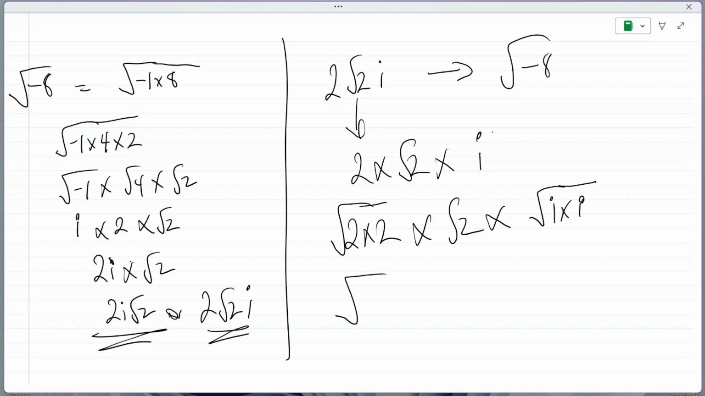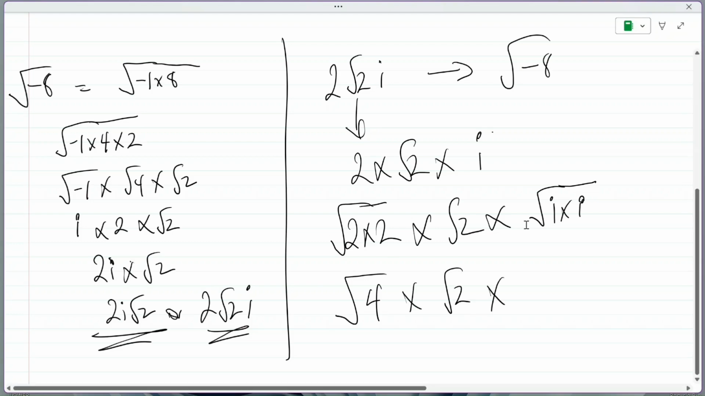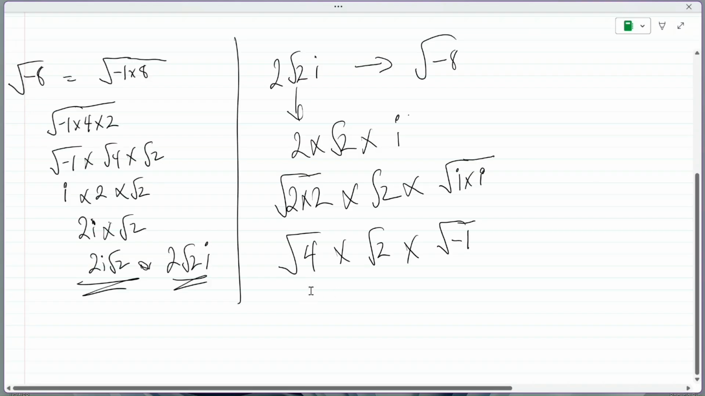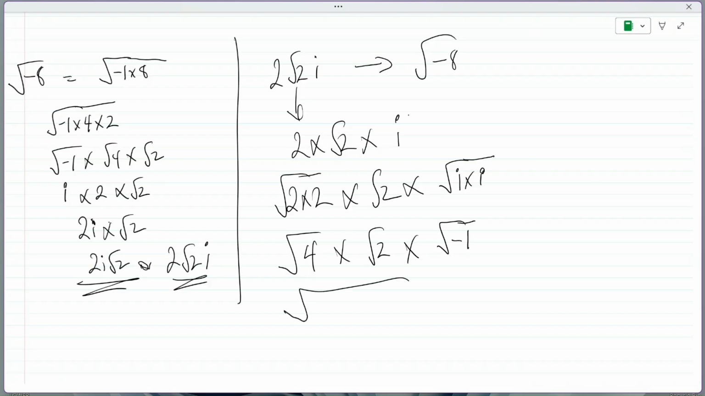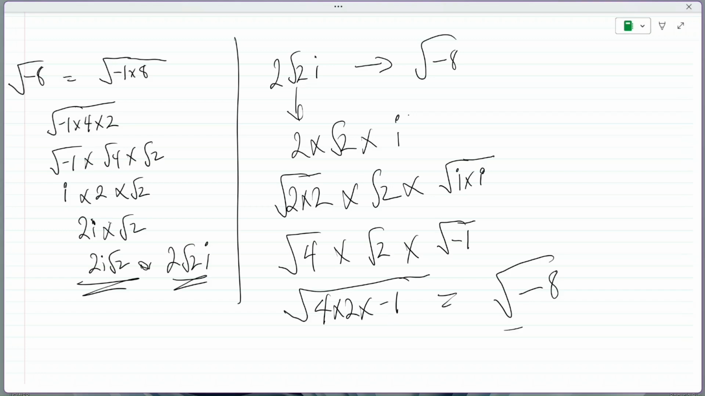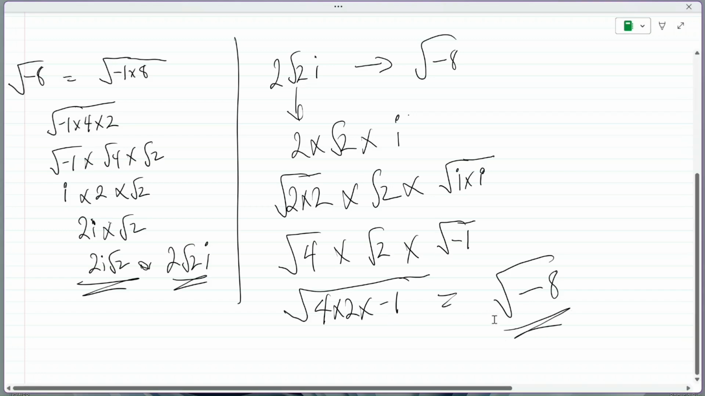On the next line we can have square root of 2 times 2, that's 4, times root 2 times square root of i times i, that's minus 1. Each of them are all under square root. Next is we introduce one full square root, and since they are linked by times, we multiply them under the square root. 4 times 2 times minus 1. This equals 4 times 2 first, that's 8. 8 times minus 1 is minus 8. So we have our answer as root minus 8 or square root of minus 8. That means we've been able to convert 2 root 2 i from its basic form back to its single form, which is root minus 8.